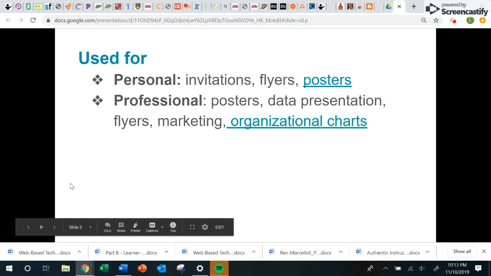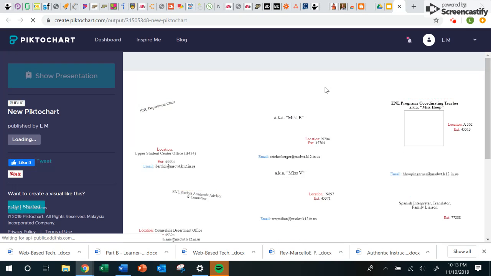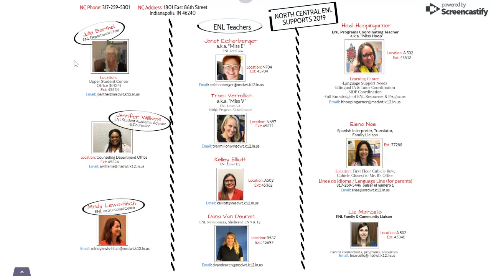PictoChart can also be used in the professional, maybe business setting for posters, data presentation, marketing, or organizational charts, such as this one that we created for our parents coming into school so that they could see who was part of our department.